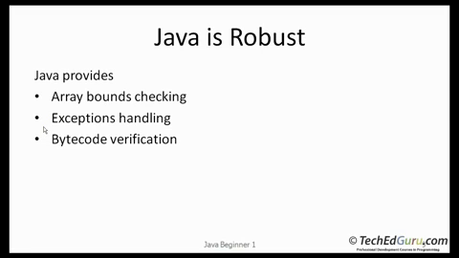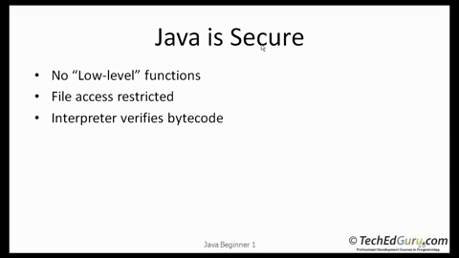Java provides array bounds checking, exception handling, and bytecode verification. All of these features make Java very robust. Java is also secure. It's a very secure programming language. It does not have any low-level functions. File access can be programmatically restricted, and when you run the code, the interpreter verifies the bytecode. And these features make Java programs secure.